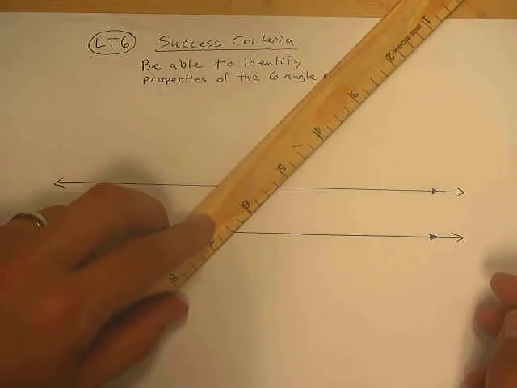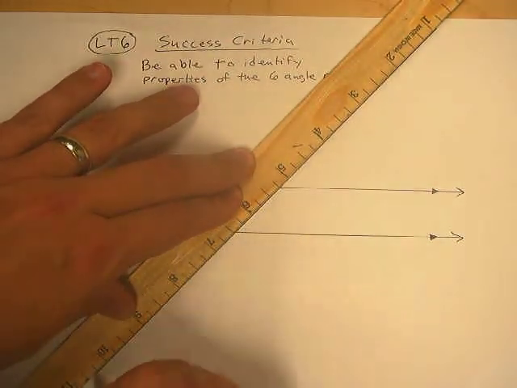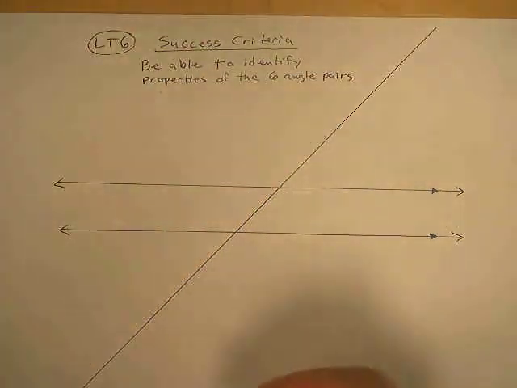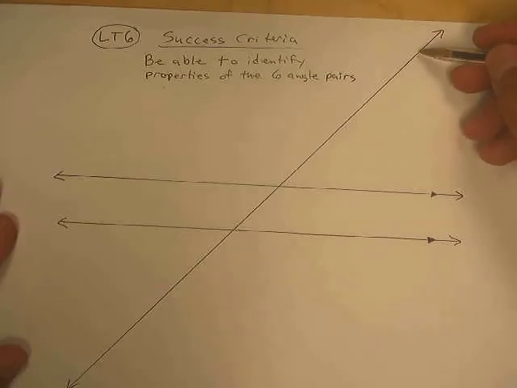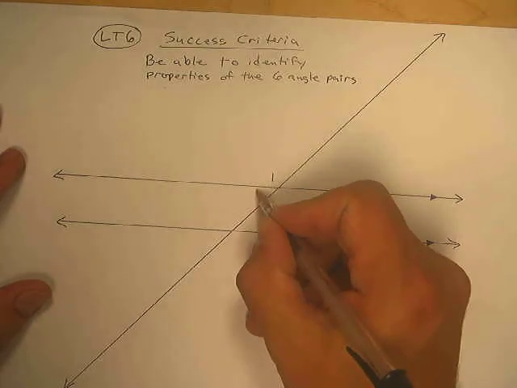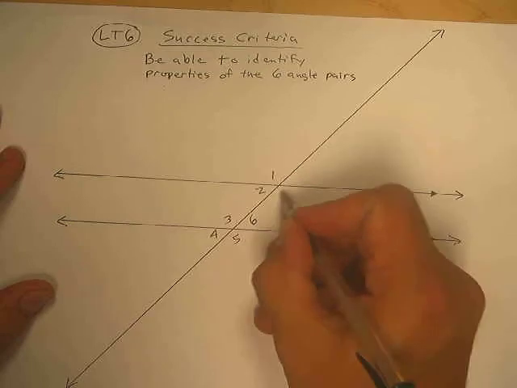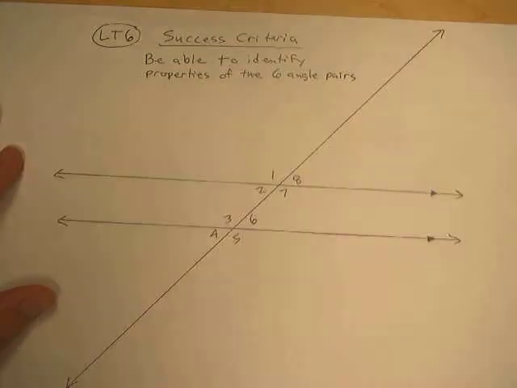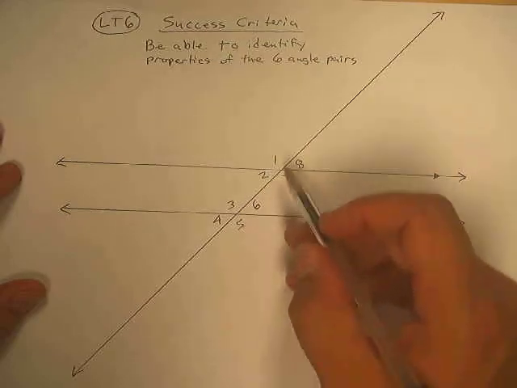Now I'm going to make a transversal cut across this. Remember, this is called a transversal, 2 parallel lines and a transversal. We have a bunch of angle pairs. I'm going to number them like this: 1, 2, 3, 4, 5, 6, 7, and 8. Okay, so hopefully just a quick review.